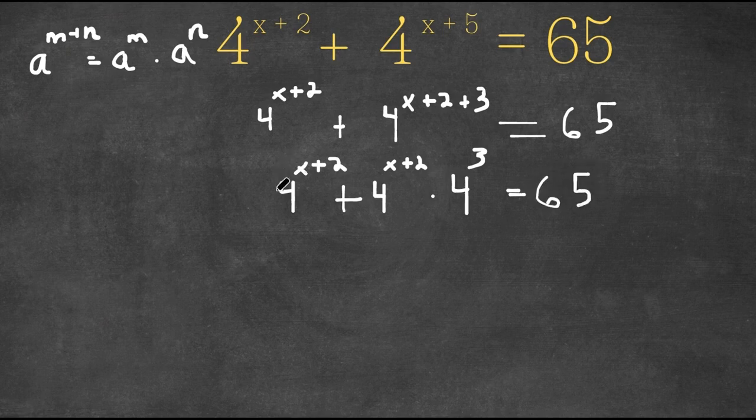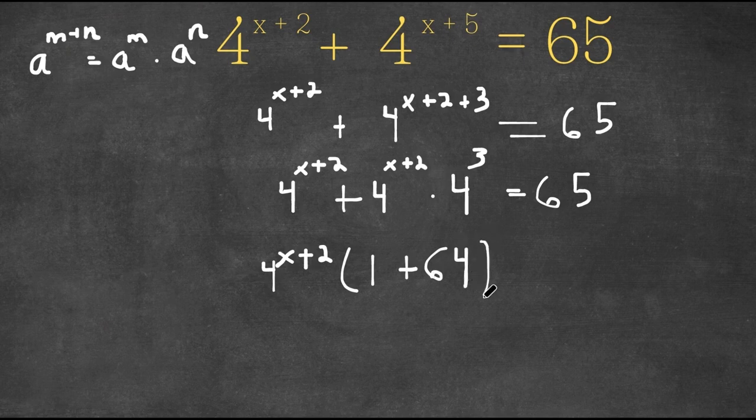So now I'm going to actually factor out 4^(x+2) from the left side of this equation. So if I do that, we get 4^(x+2) times 4^(x+2) divided by 4^(x+2) is 1, plus 4^(x+2) times 4^3 divided by 4^(x+2) is simply just 4^3, and 4^3 is 64. Now, 1 plus 64 is 65, right?